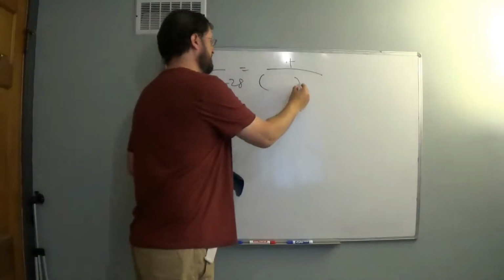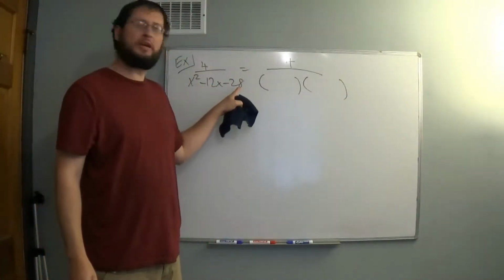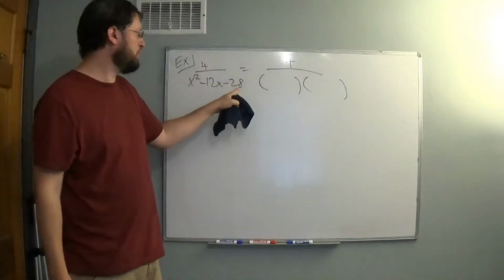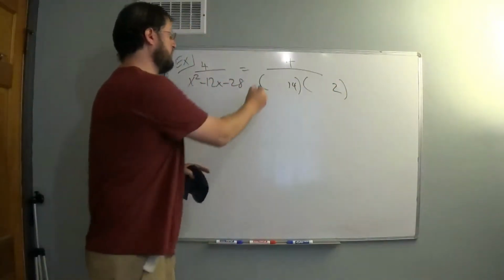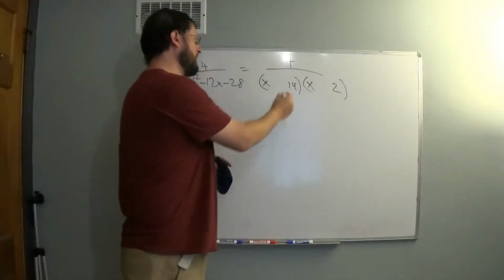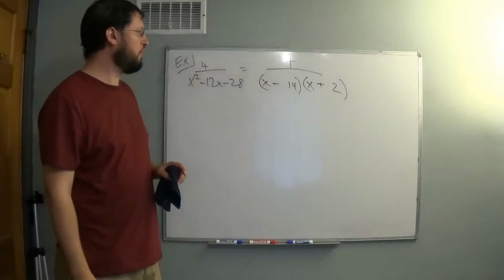And if we do that, well, 7 and 4 make 28, but they don't make 12. So instead we need to use 14 and 2 to make 28. This will need to be an x and an x. We need a negative 12, which means that we need a minus 14 and a plus 2. So this is the factored form.